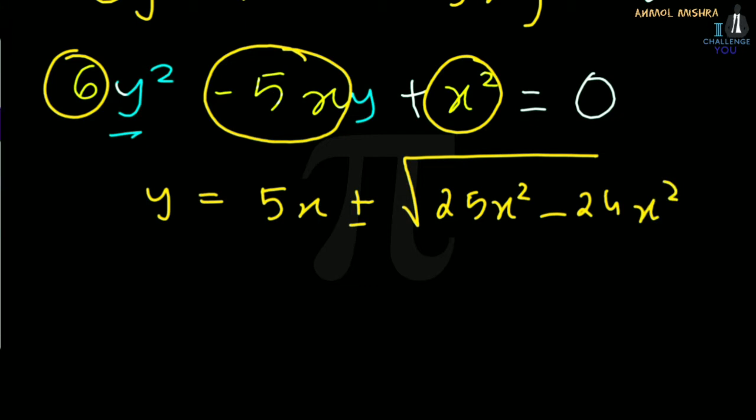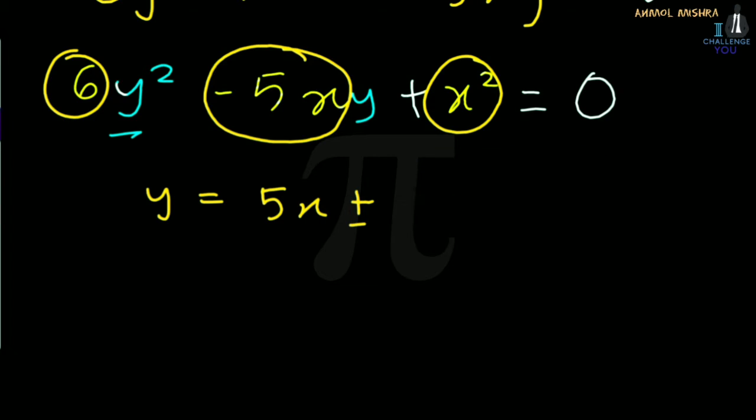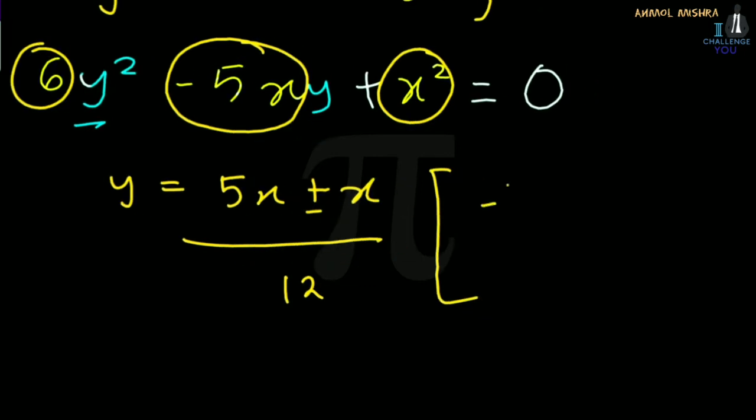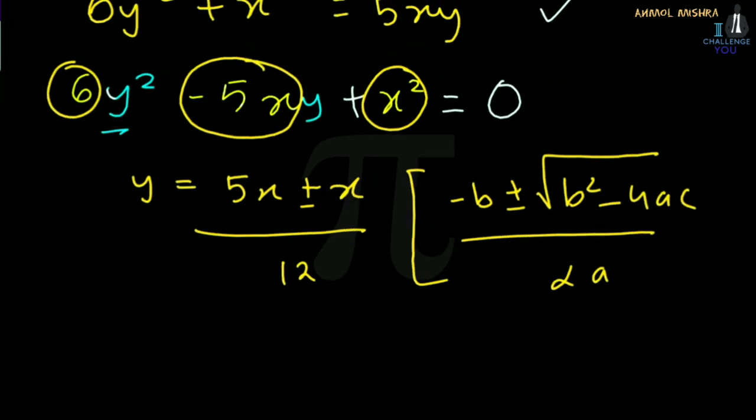Now we can see 25x square minus 24x square. So it would become single x square, and square and under root cancel. So what remains is only x and upon 2 times a. So 2 times a means 2 times 6, that is 12. What has been used is the quadratic formula, that is negative b plus or minus under root b square minus 4ac upon 2a, and that's equal to x, the variable present in this particular quadratic equation.